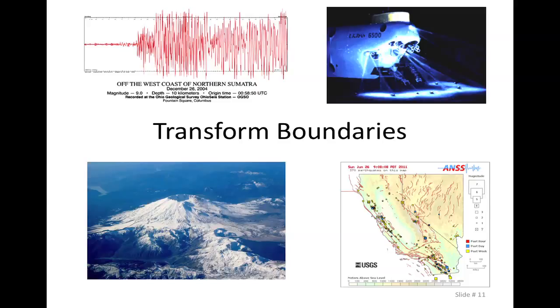One of the few examples in the world of a transform boundary happens to sit right here in the Bay Area and along most of California, and that is the San Andreas Fault. Let's go ahead and take a look at the next slide.